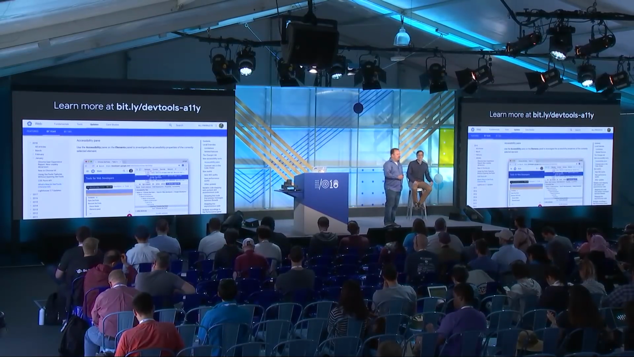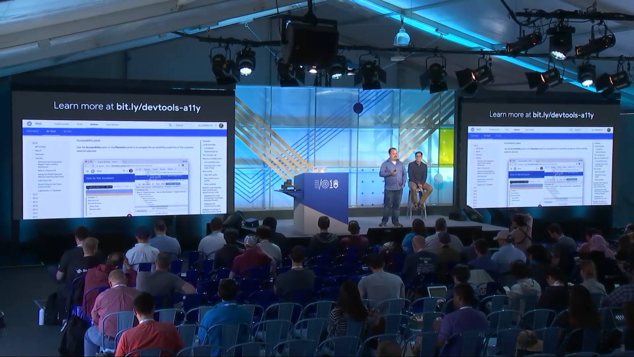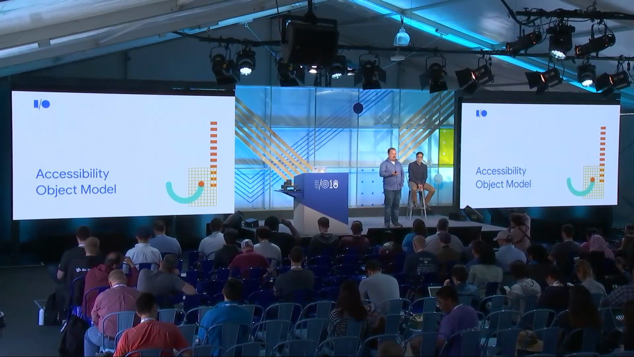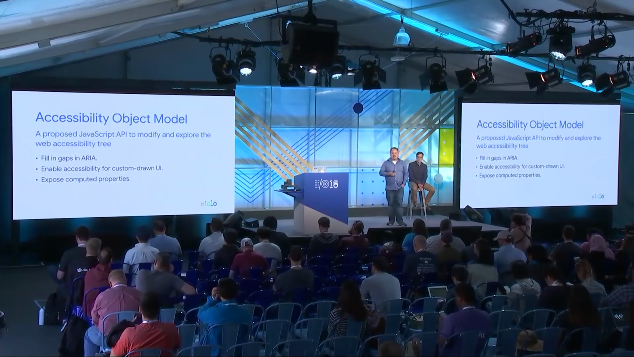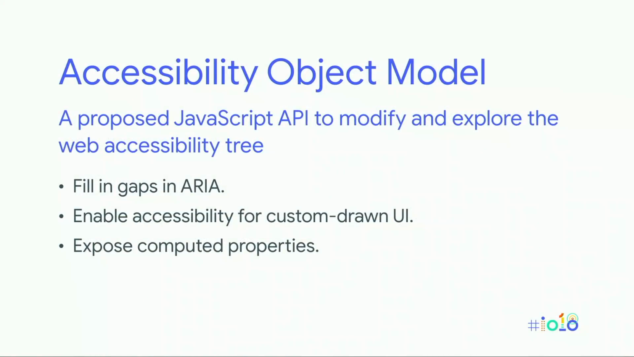Thanks very much, Rob. What I'd like to talk to you about today is the accessibility object model. This is a proposed JavaScript API that we've been working on with our friends at Apple, Mozilla, and others in the web standards community. Now, this is an API to allow you to modify and explore the web accessibility tree. And here's the problem we're trying to solve.